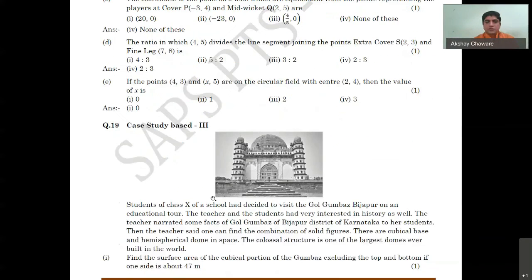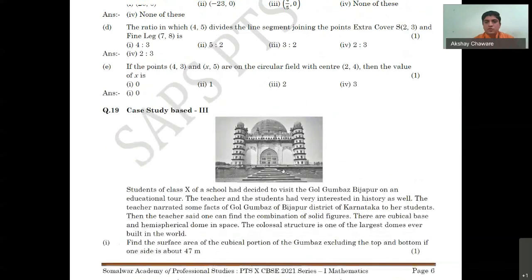Now case study 3. One picture is given, Gol Gumbaz, Bijapur. Students of class 10 of a school had decided to visit Gol Gumbaz, Bijapur on an educational tour. The teacher and the students were very interested in history as well. So the teacher narrated some facts of Gol Gumbaz, Bijapur district of Karnataka to her students. Then the teacher said one can find a combination of solid figures, a cubical base and a hemispherical dome in a space. Okay, the colossal structure is one of the largest domes ever built in the world.